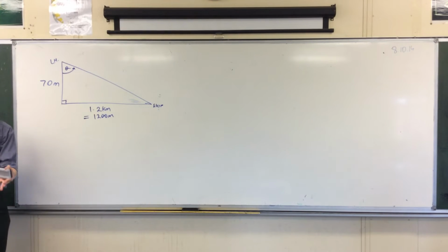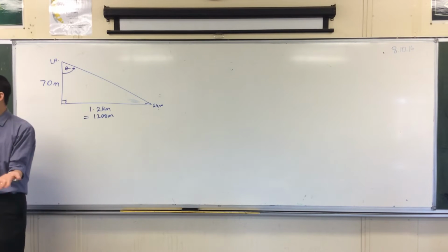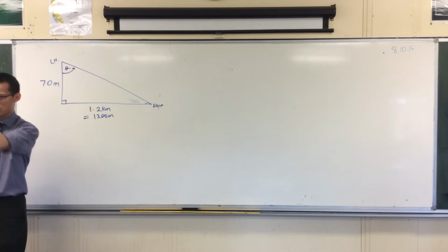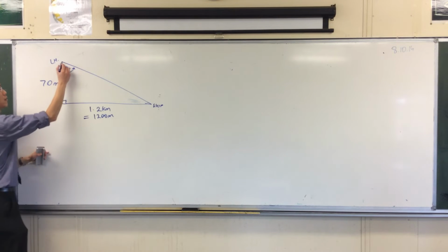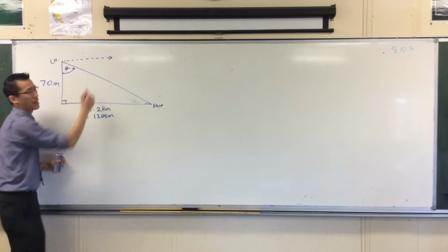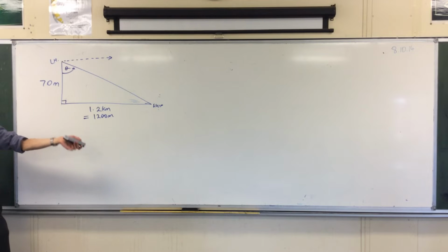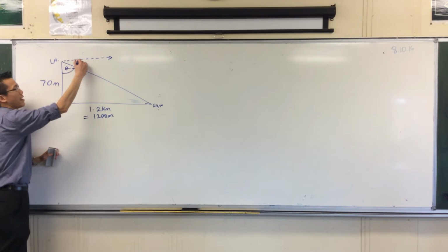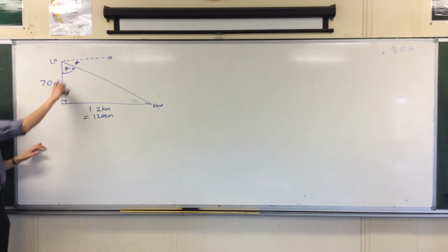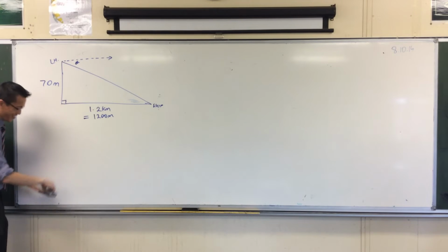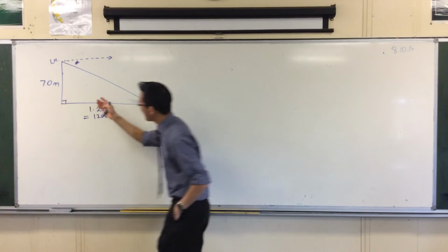But we said angles of elevation or depression are from, well, where are you normally looking? Where are your eyes normally facing? And the answer is horizontally, toward the horizon. So there's a line which is missing from our diagram which we need to include, and that's where the angle of depression is.